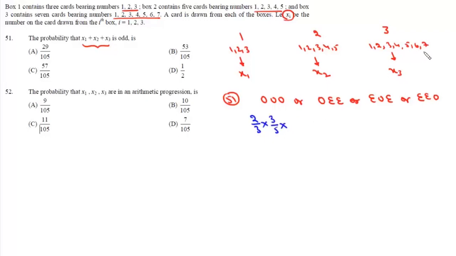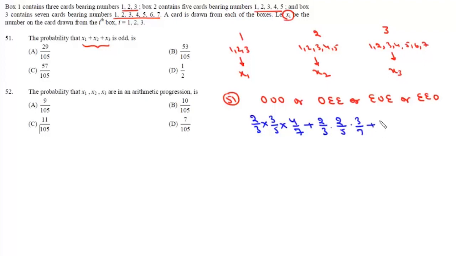And odd from third is 4 by 7. Now plus odd from first 2 by 3. Even from second 2 by 5. Even from third 3 by 7.